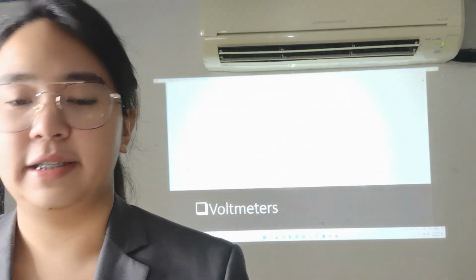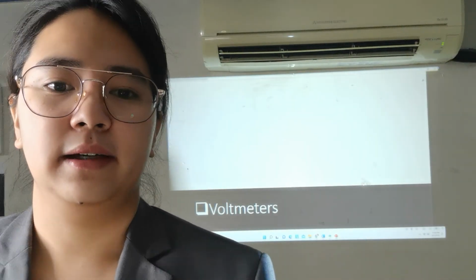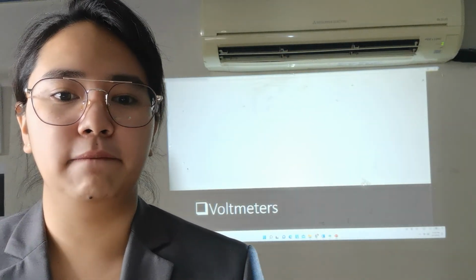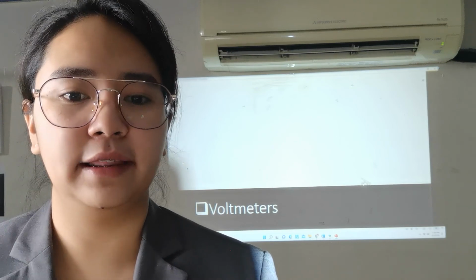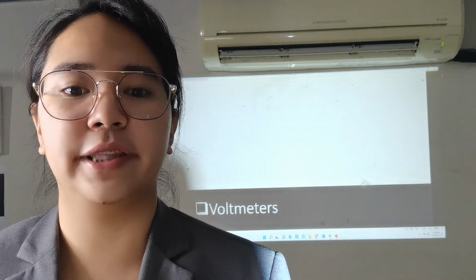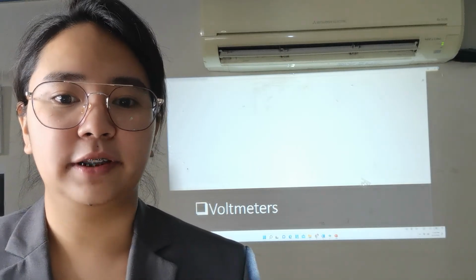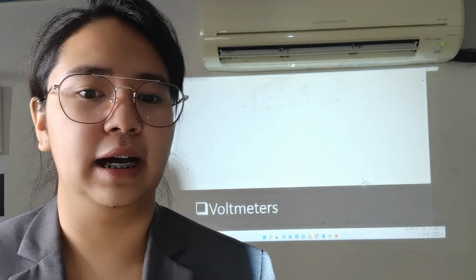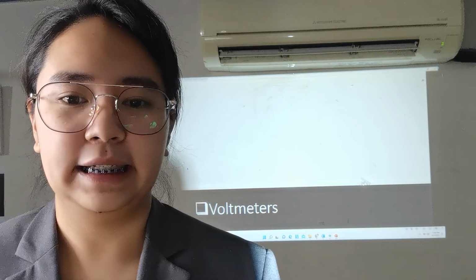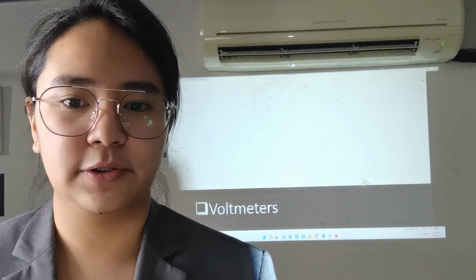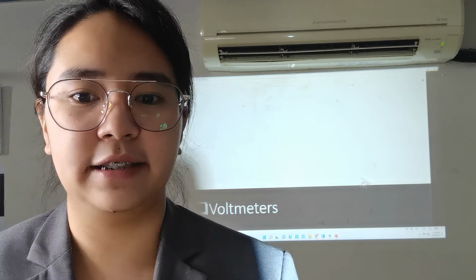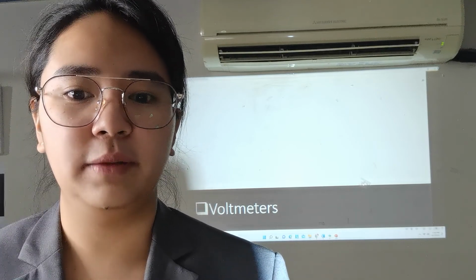The next one is voltmeters. A voltmeter is connected across two points to measure their difference in potential. The DC voltmeter must be connected with the correct polarity. The multiplier resistor is a large resistor in series with the moving coil meter movement, which allows the meter to measure higher voltage in a circuit.